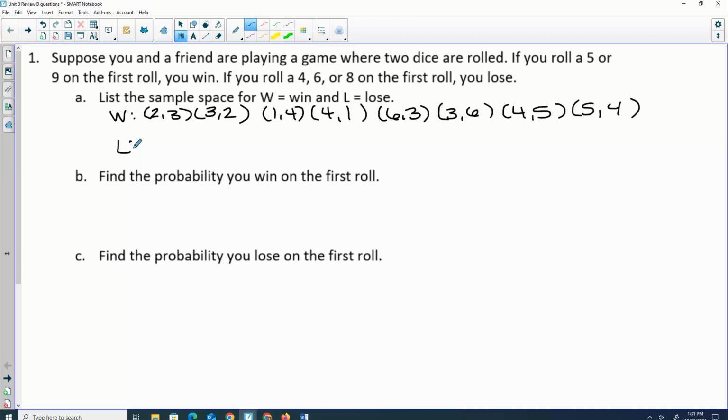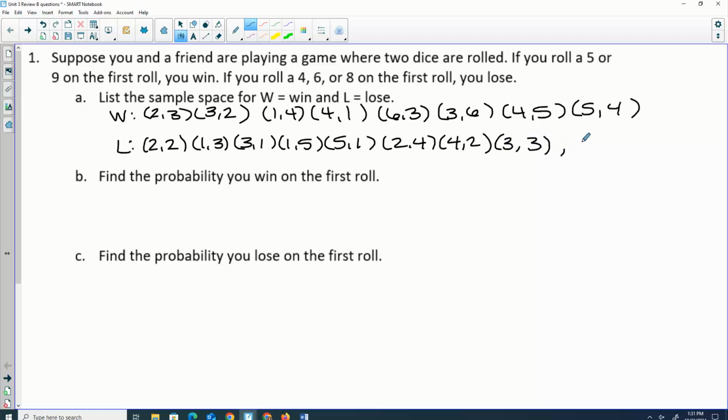How do we lose? Roll 2, 2. Okay, we can lose with a 4, so 2 and 2. Can I flip the order on that one? No, because we already have 2s on both dice. We could get a 1 and 3, 3 and 1, so that's every way to get a 4. To get a 6, we could do 1 and 5, 5 and 1, 2 and 4, 4 and 2, or 3 and 3.